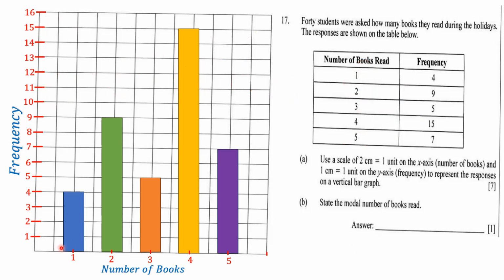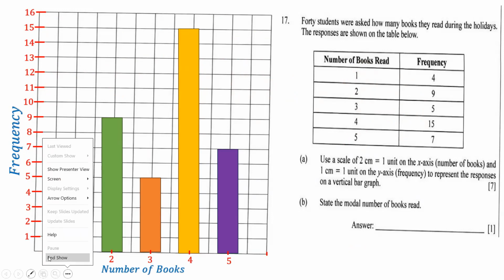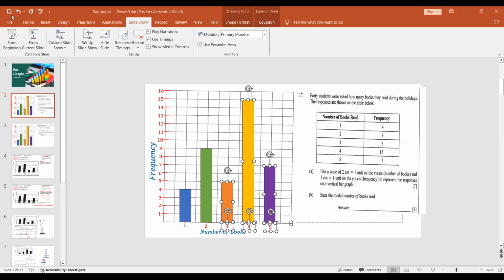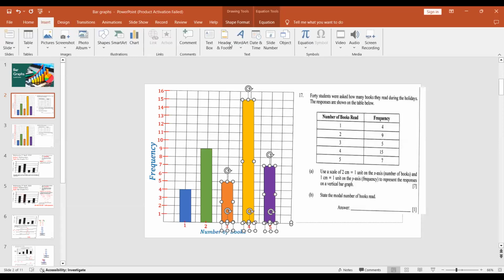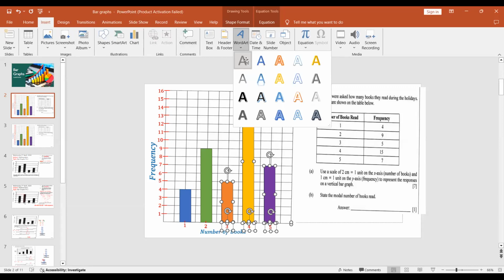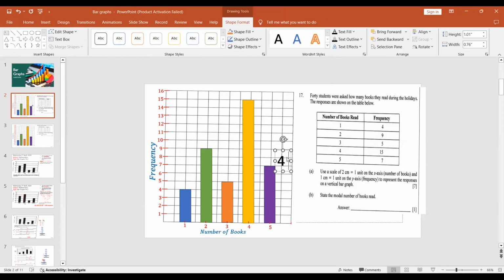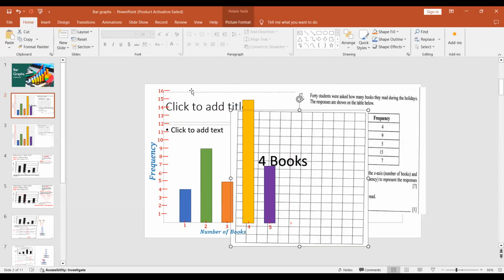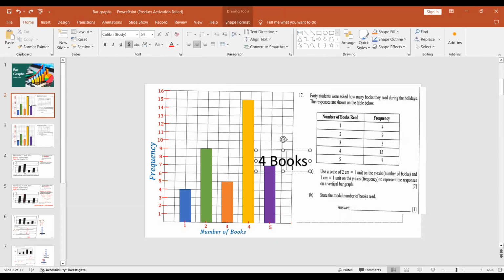And so let's write that down. So the answer here is going to be 4. The modal number of books read is going to be 4. So the answer is 4 books. It's easy to do. Okay, that's good. I like that.